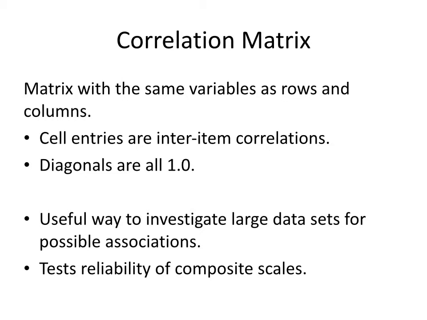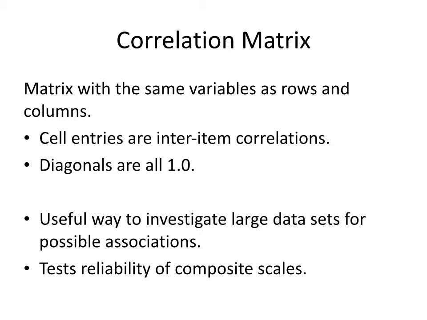Now, of course, the diagonals of a correlation matrix are 1.0 because they represent the correlation of a variable with itself. These correlation matrices are a useful way to investigate large data sets for possible associations. One of the common applications of correlational analysis is to discover relationships that weren't anticipated. So the correlation statistic can be used to test a hypothesized relationship, but it can also be used to identify an unexpected or unanticipated relationship.